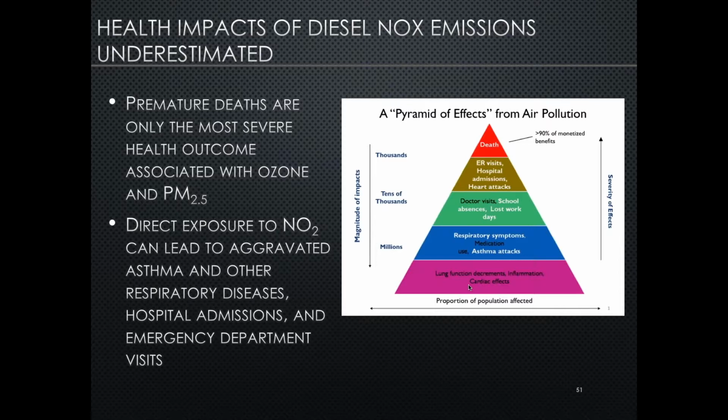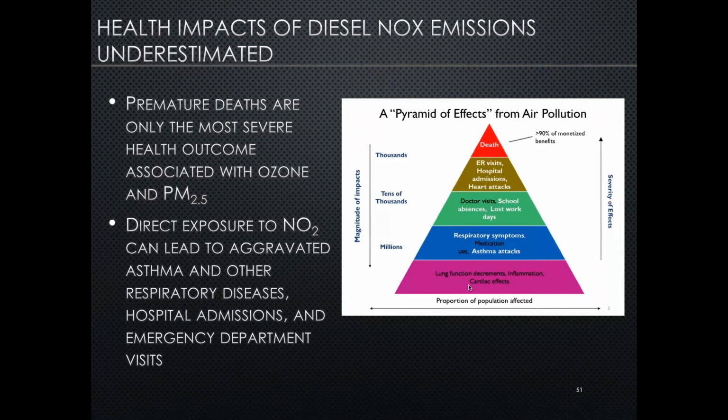And I also wanted to reiterate the fact that our results are likely underestimating the true health impacts of diesel NOx emissions for a couple of reasons. One is that premature deaths are only the most severe health outcome associated with ozone and PM 2.5. And I'm showing here again the pyramid of effects of air pollution, where a larger portion of the population is affected by the less severe health outcomes. So if we were able to quantify those less severe health outcomes, we would be able to provide a more complete picture of the health impacts of diesel NOx emissions.